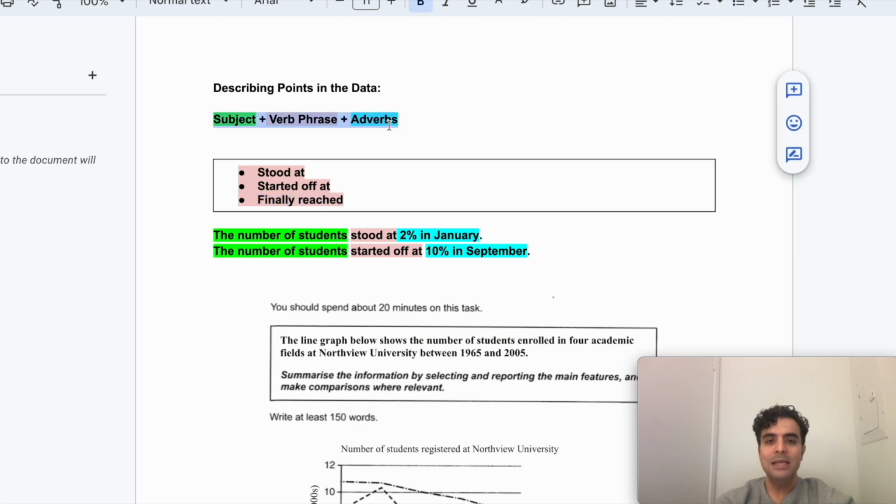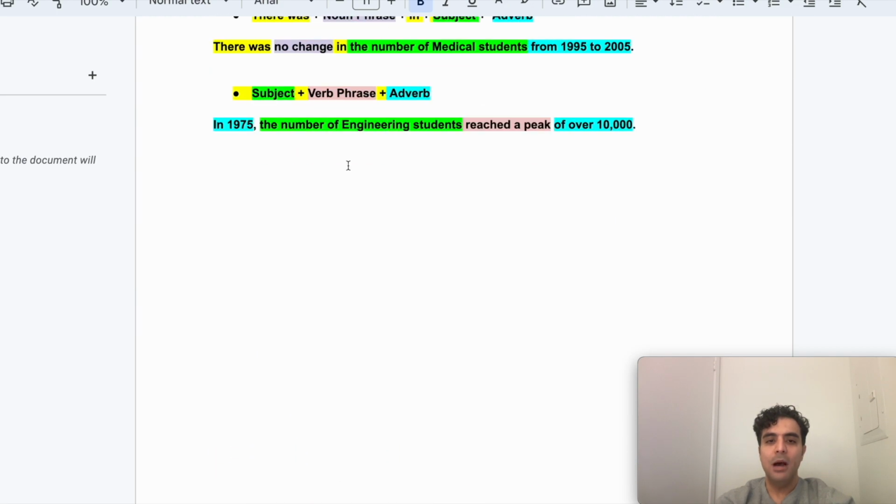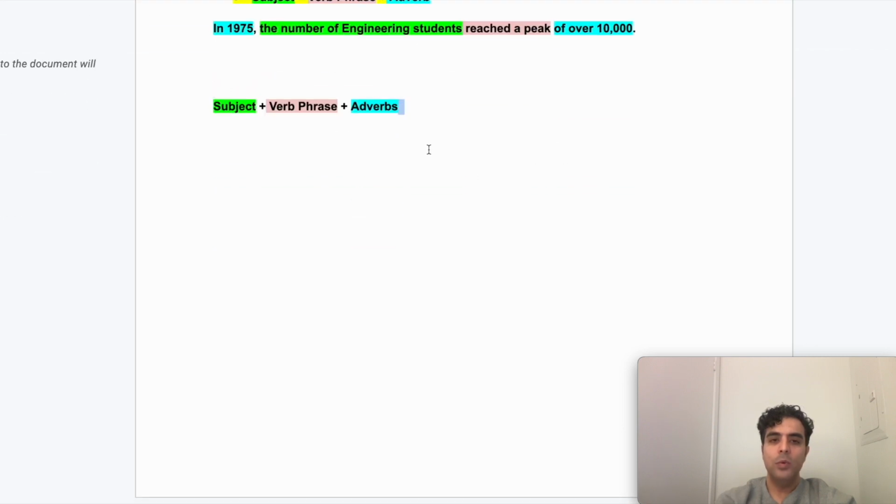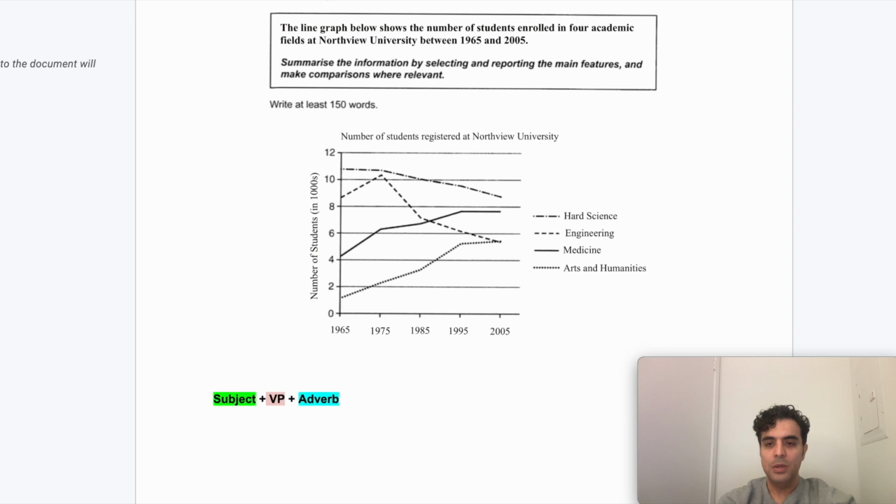So the structure is once again subject, verb phrase, adverb. Okay, so subject, verb phrase, adverb. And let's start with the subject. So the number of students registered in arts and humanities majors. Okay, what do you think? So the number of students enrolled in arts and humanities majors.